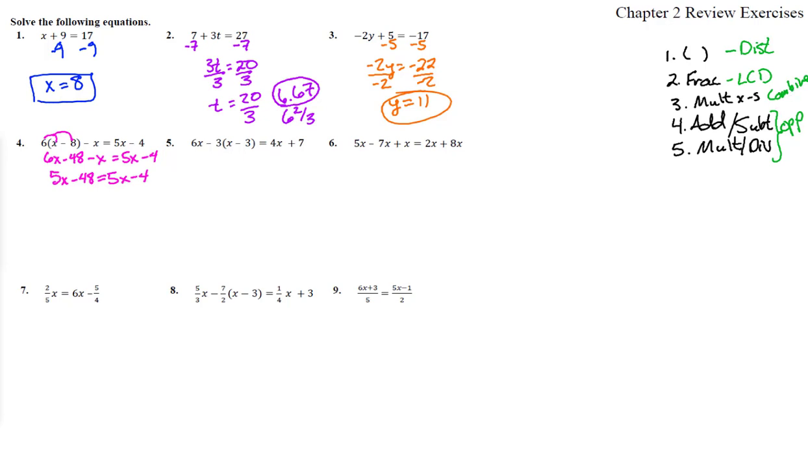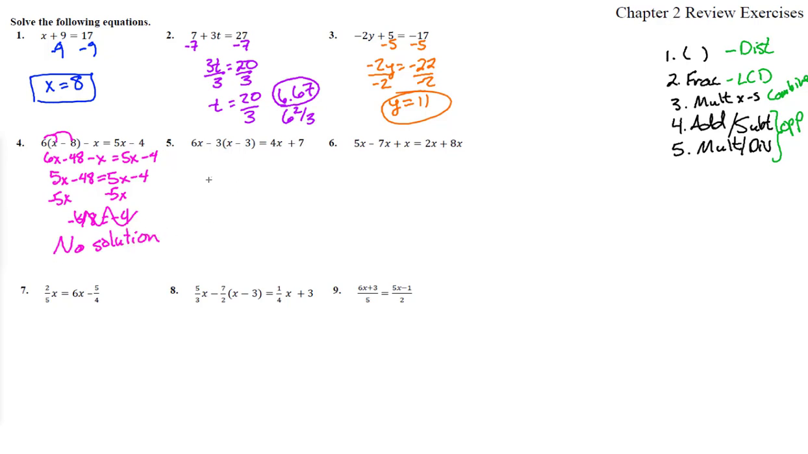Combine them all on the same side. So we got to choose a 5x to get rid of. If we subtract 5x from both sides, we are left with the statement minus 48 equals negative 4. That is a false statement. That never happens. Never, ever. Ew. So this is a no solution. That's what happened with that guy.